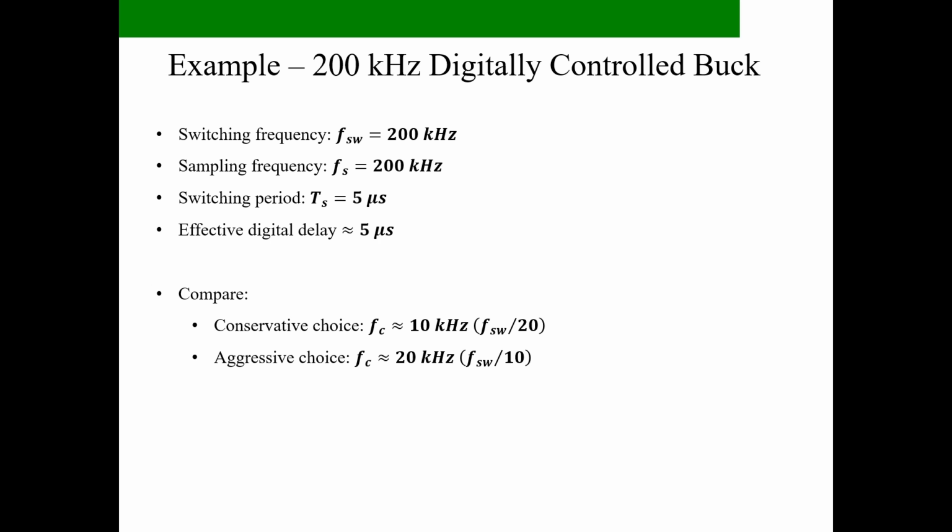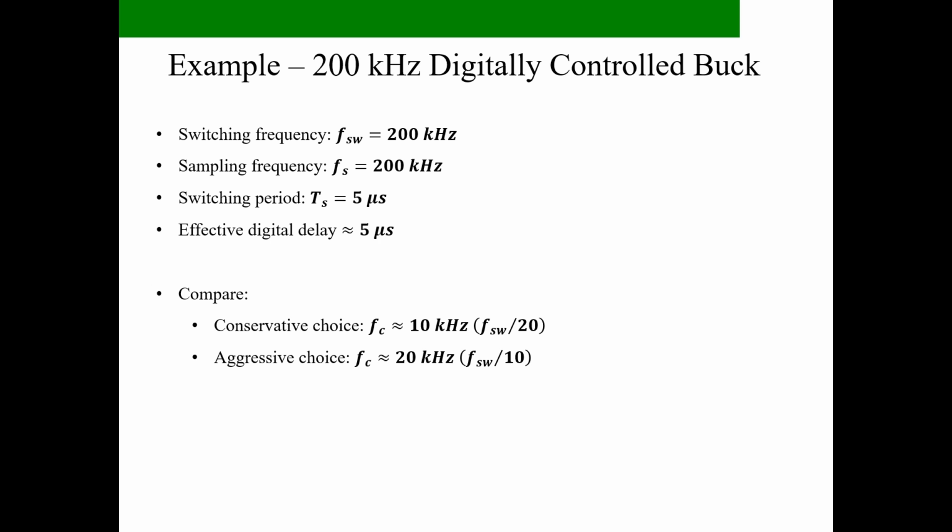Now let's compare two crossover frequency choices. A conservative choice would be 1/20th of the switching frequency. That gives us a crossover of 10 kHz. A more aggressive choice would be 1/10, which results in 20 kHz crossover. Now remember, phase loss increases linearly with frequency. So when we double crossover frequency from 10 kHz to 20 kHz, the phase loss roughly doubles.